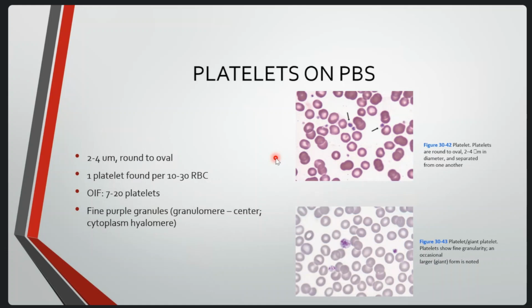Next one is our platelets. Our platelets on the peripheral blood smear are about 2 to 4 microns, round to oval, and they have fine purple granules. The center has the granulomere, and the outer part of its cytoplasm is the hyalomere. This is a giant platelet.